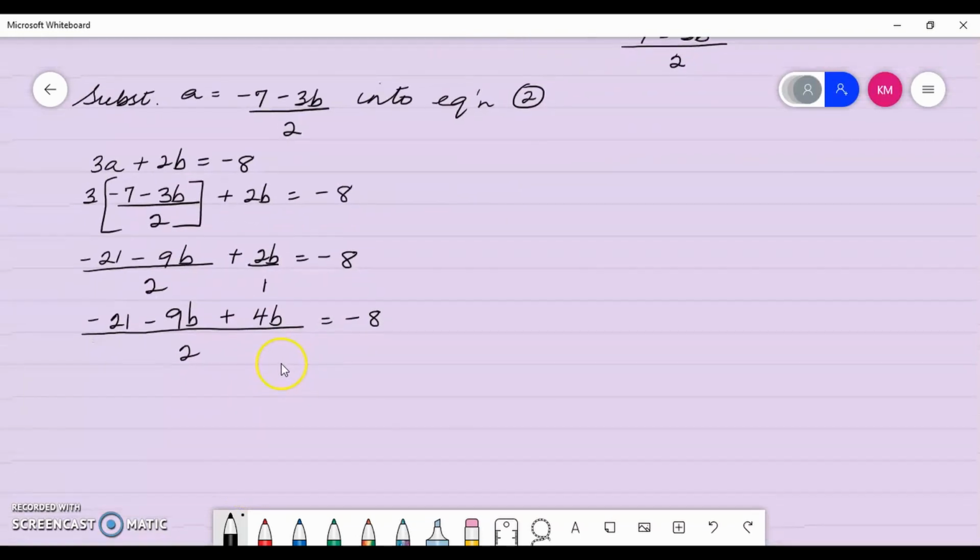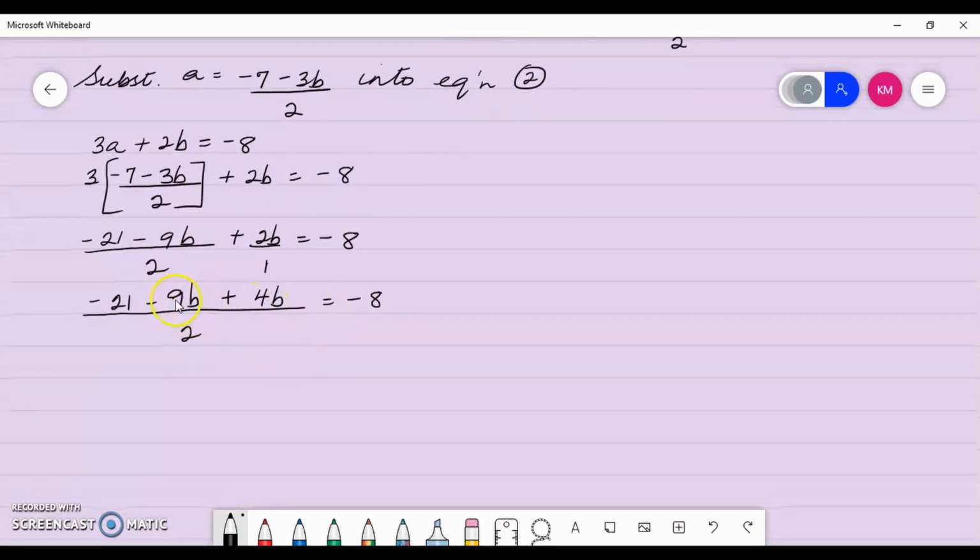Now, I can add those two terms with b in it. So I get negative 21. Negative 9 plus 4b is going to give me positive 5b divided by 2 is going to give me negative 8. Now I have an equation with one variable that I'm going to solve for.